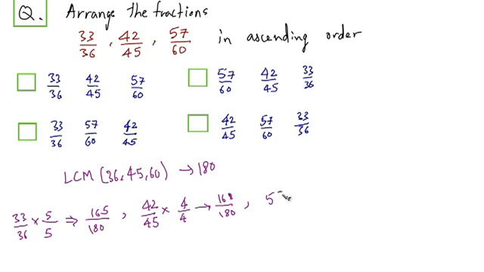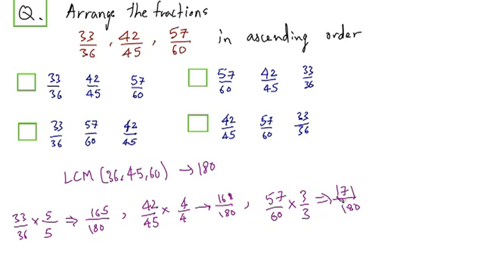Now 57 by 60 can be converted to the equivalent fraction by multiplying it by 3 by 3. So 60 into 3 becomes 180. 57 into 3 becomes 171.